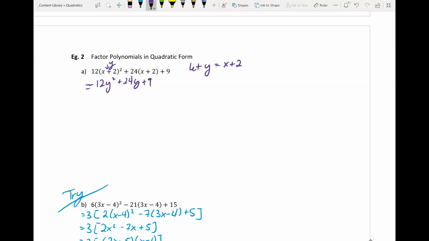Our next step is to factor out a number in common between 12, 24, and 9, and that's going to be 3. So to get this stuff on the inside of this bracket, you're going to divide each term by 3. So 12y squared divided by 3 is 4y squared. 24y divided by 3 is 8y. 9 divided by 3 is 3. So the first thing we did here is factor out 3.